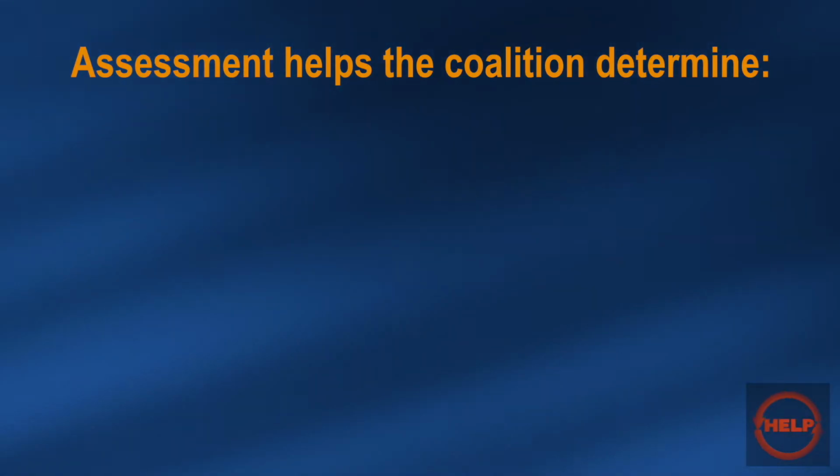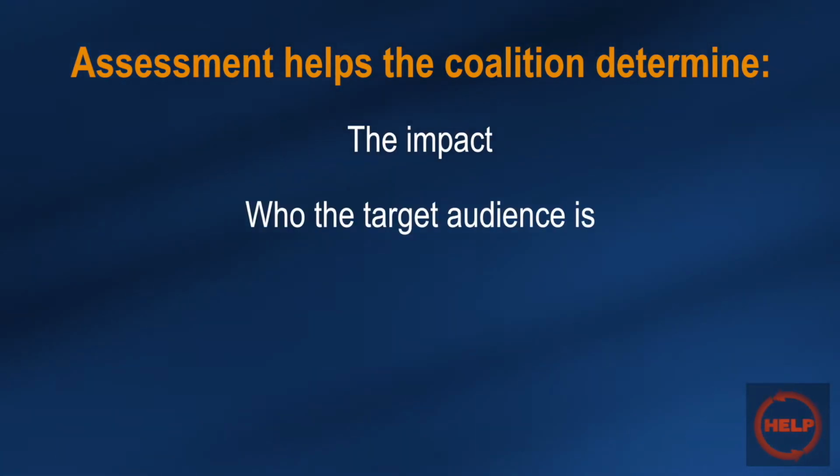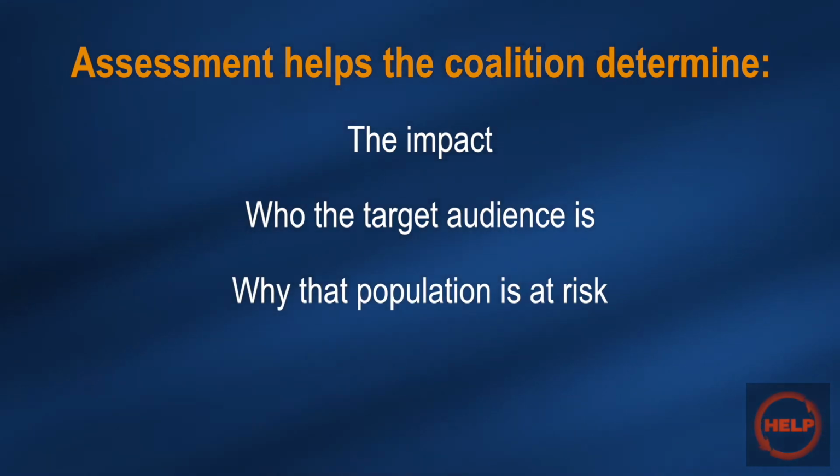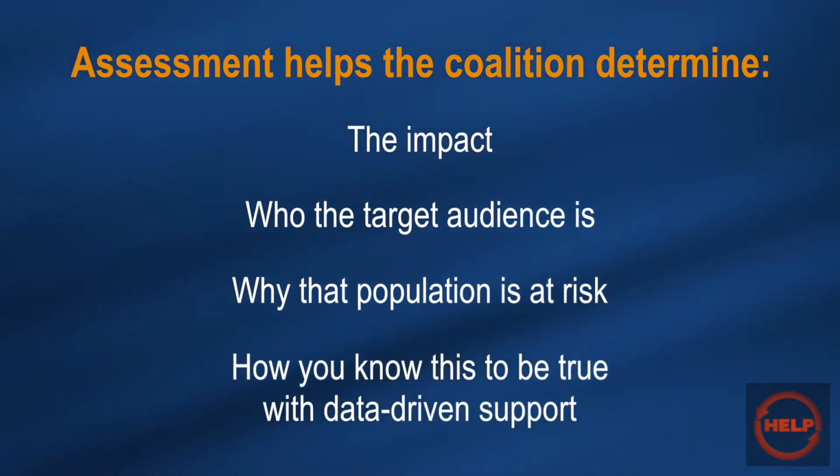For example, good sources of qualitative material would be interviews or focus groups with law enforcement, school personnel, or youth. A good assessment helps the coalition determine the impact, who the target audience is, why that population is at risk, and how you know this to be true with data-driven support. Gathering these facts is important before your coalition lays out its action plan.